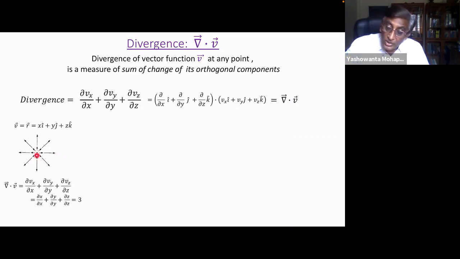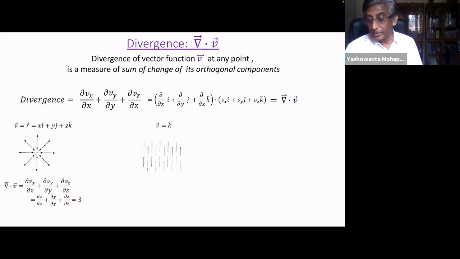What am I talking about? Divergence at the point, at this point. So the divergence at that point is 3, because in each dimension it increases equally. All right, let's take another example. Suppose the vector function is only pointing in the z direction, in the k direction. Then the sketch would look like that. This is k in space, and that's why they're displaced.